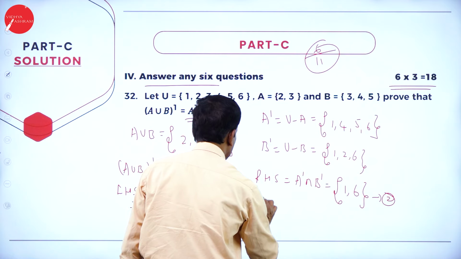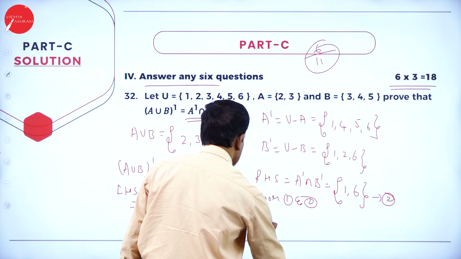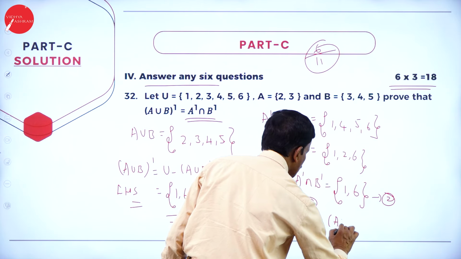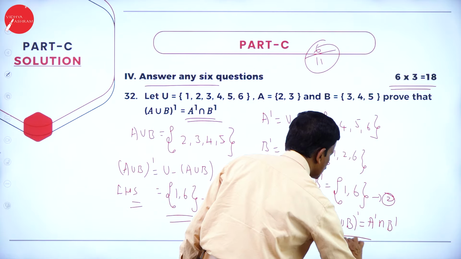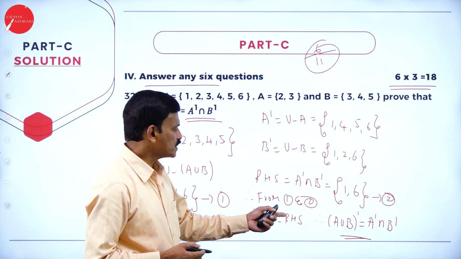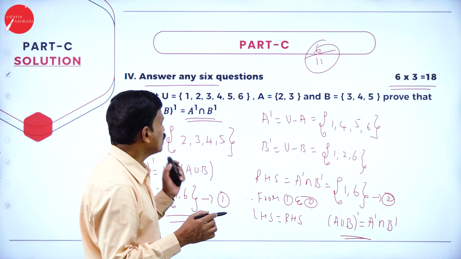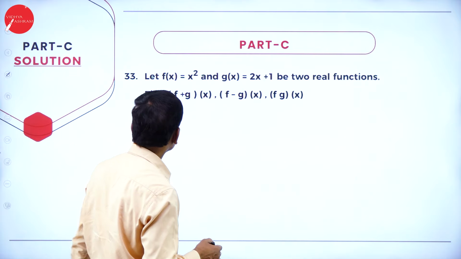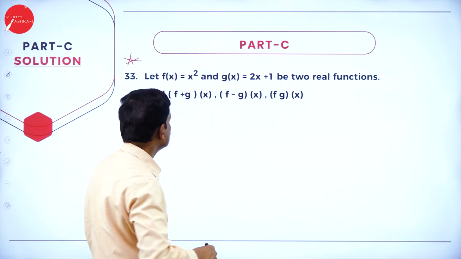Therefore, from 1 and 2, LHS is equal to RHS, which means (A union B)' is equal to A' intersection B', that is De Morgan's law. Sometimes they may also ask (A intersection B)' is equal to A' union B'. So, this is how we are going to solve for 3 marks. Hope you followed. Now, move on to the second problem. This is a very easy and important problem from sets, relations and functions. So, what is given?